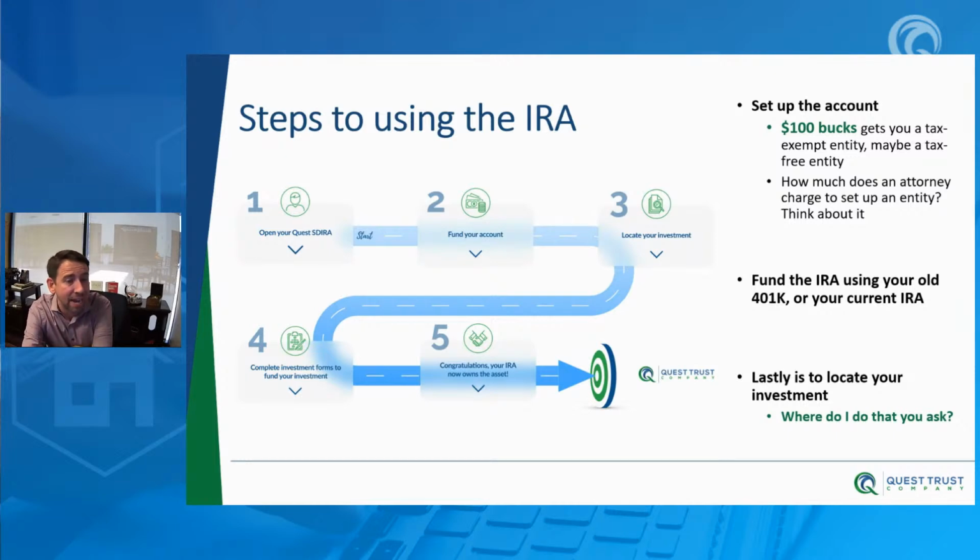Anyone out there who's ever had to pay an attorney to set up an LLC or a C Corp or an S Corp will tell you that $100 to set up a truly tax exempt entity is fairly cheap, right? I got to fund your account using your old IRA or rolling over that 401k. Next, you got to locate your investment, complete some investment forms, and lastly, we'll fund the deal using your IRA. Out of these 5 steps, locating your investment is typically the hardest one.